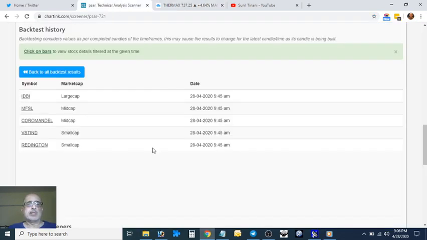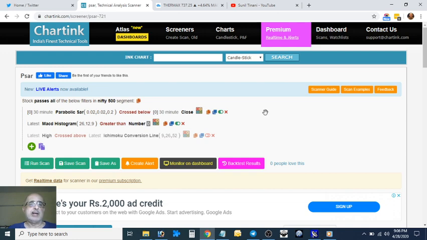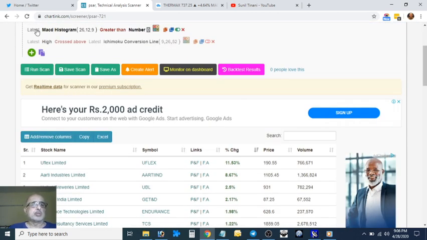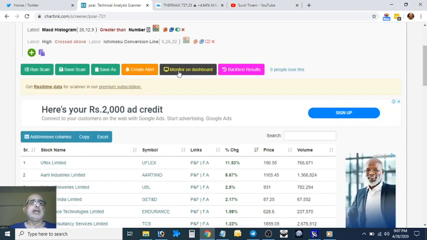Now, these are choppy days. That's why I've taken these formulas. For example, if it's a trend day, I won't use the day histogram. I will check the 1 hour histogram being more than zero. Or if it's a tremendously bullish day, I will make this 15 minutes and this 30 minutes. Alternatively, instead of using the MACD histogram, I can also use the Ichimoku: the latest high crossing over the Ichimoku conversion line. You have seen my Ichimoku videos.